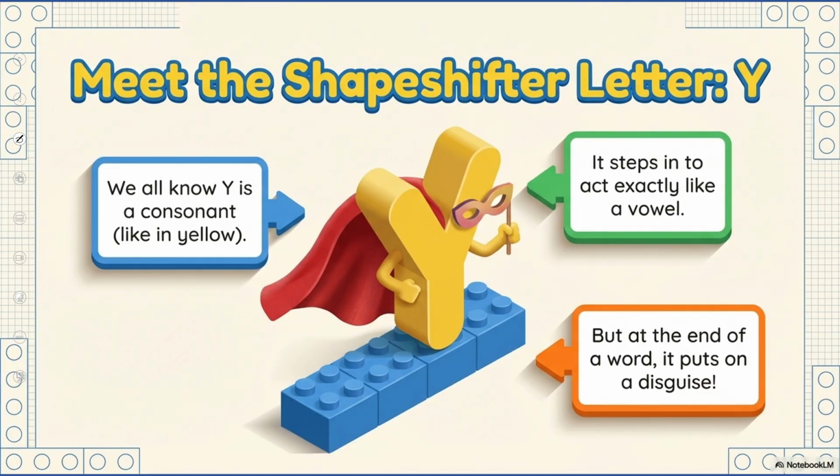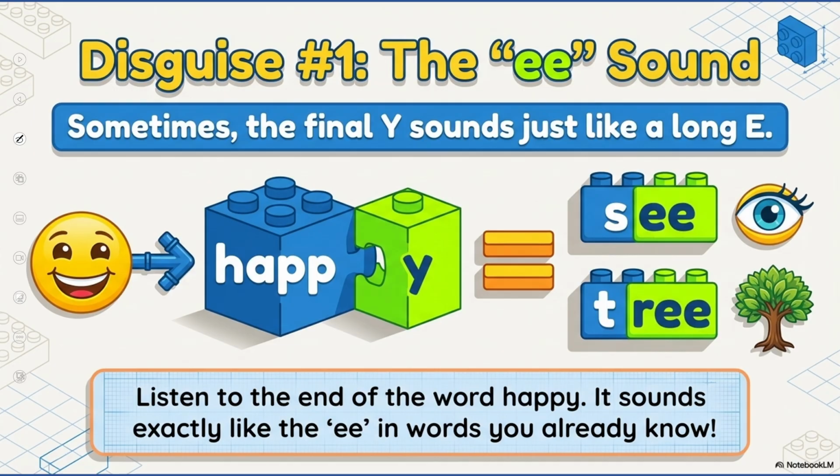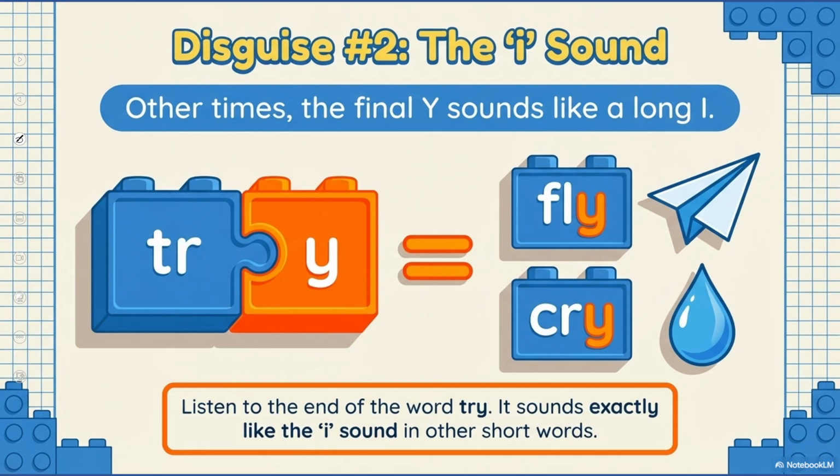First of all, Y. We all know Y is a consonant, but sometimes it acts differently. It changes its shape. For example, in the word happy, the Y sounds like double E or a long E. For example, happy and sea or tree. In all of these words, the sounds are the same. But in the case of happy, we see Y, but we give the sound E at the end of it.